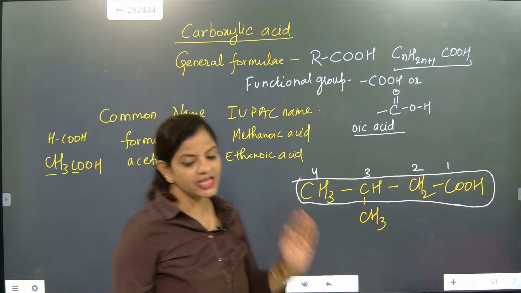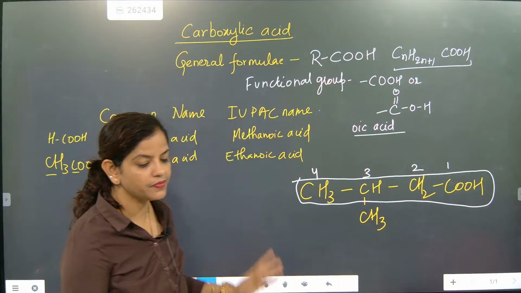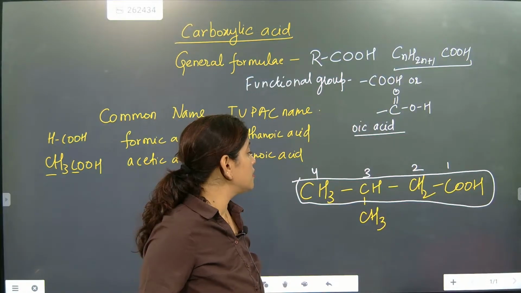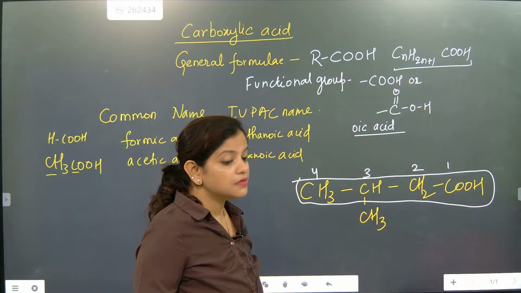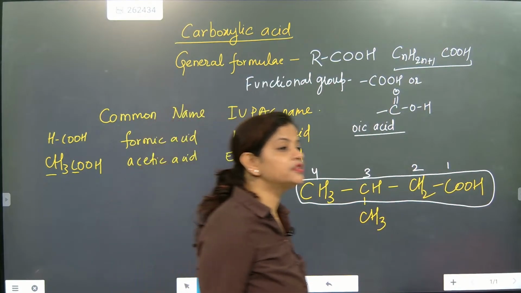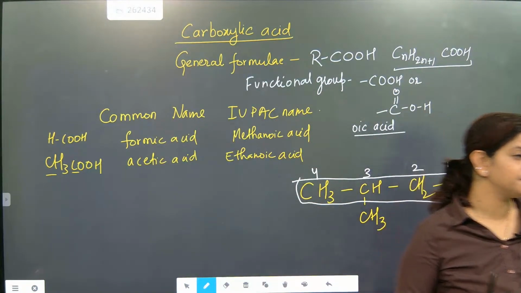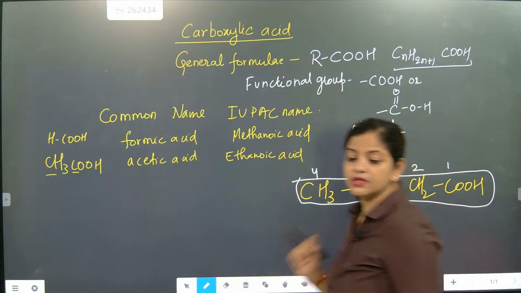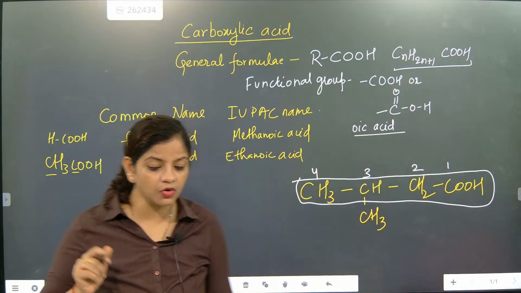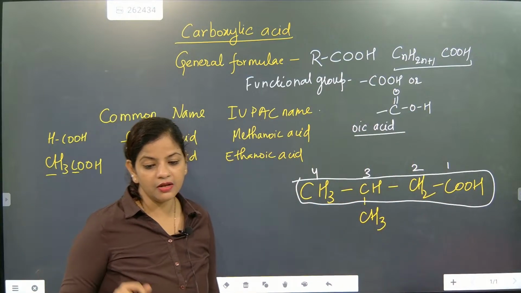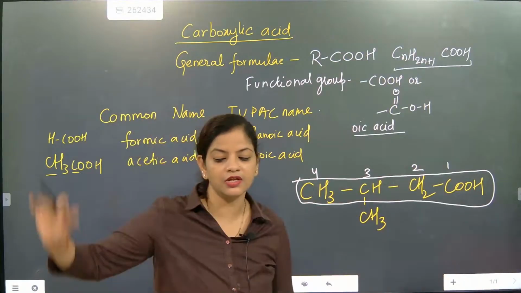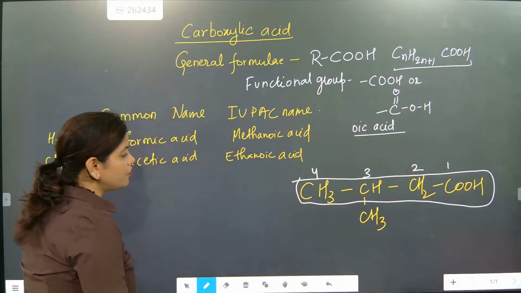Now can you say the naming? Can I say 3-methyl propanoic acid or butanoic acid? How many carbons are there? See, first to third location. 3-methyl butanoic acid. Absolutely. Ashwita, thank you for coming, beta.